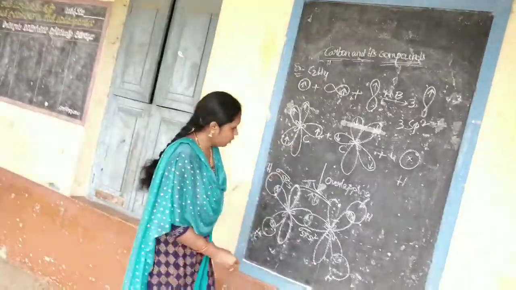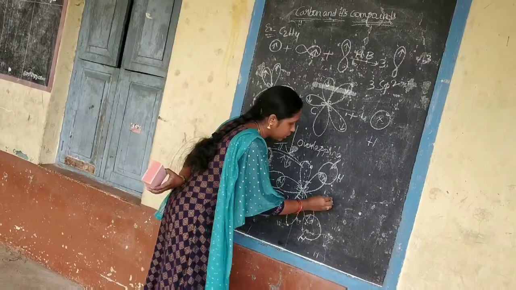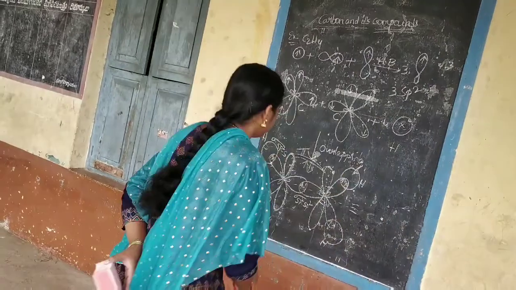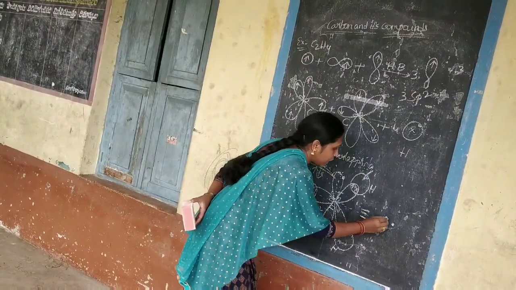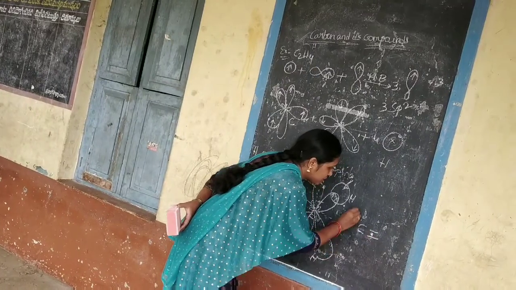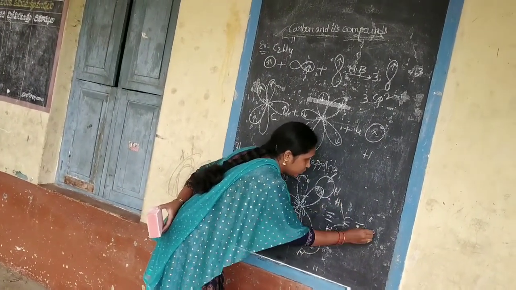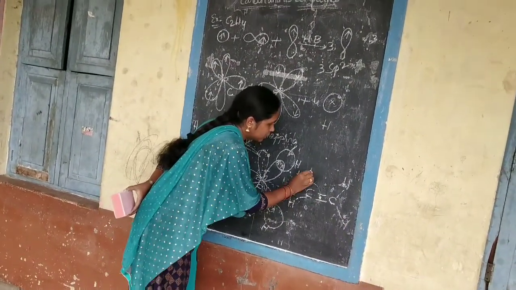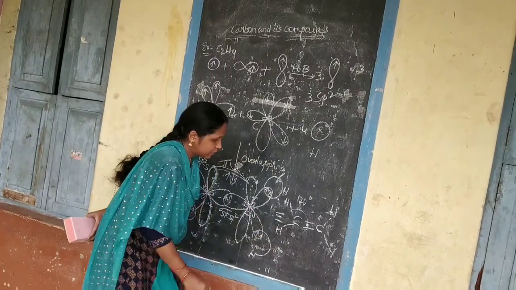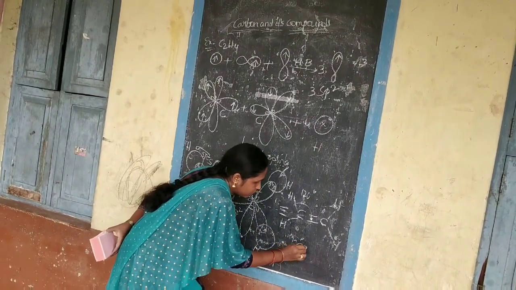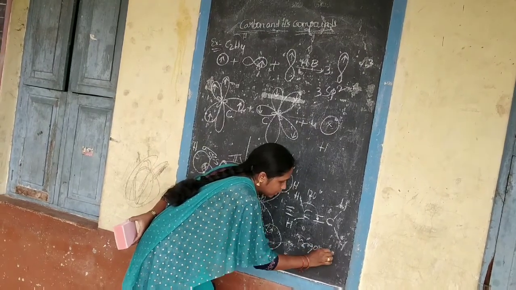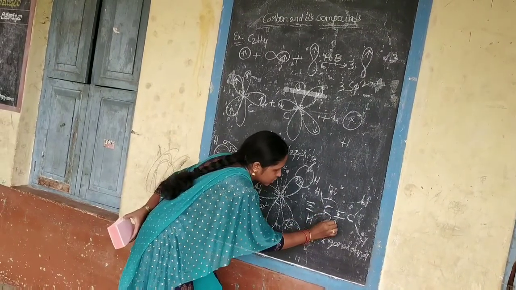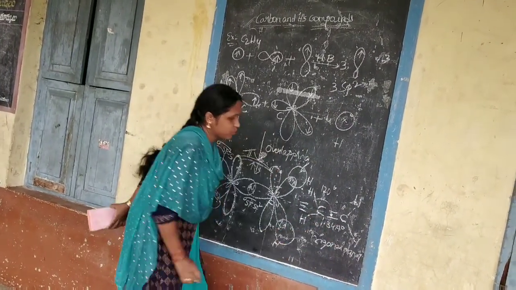This is C2H4. Here we'll write a representation. That is a line representation: C double bond C and hydrogens, two hydrogens on each carbon. Here the angle is 120 degrees and the shape is trigonal planar, and here the CC bond distance is 1.34 angstroms.